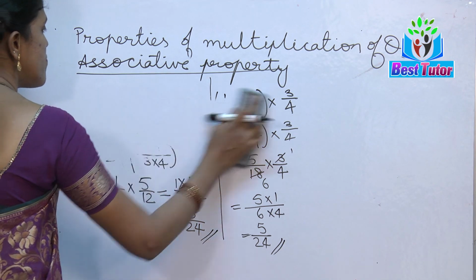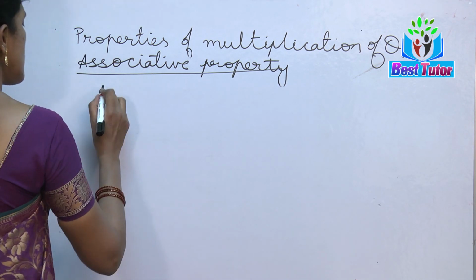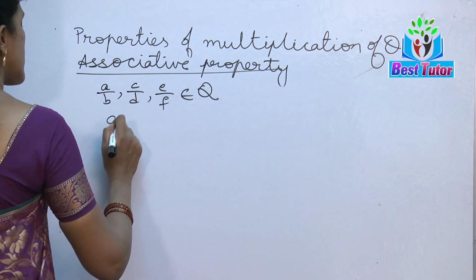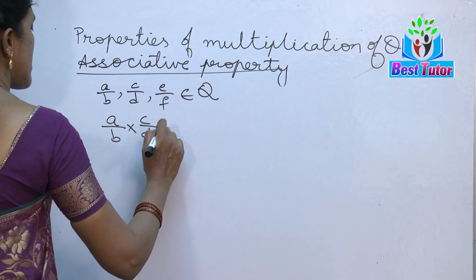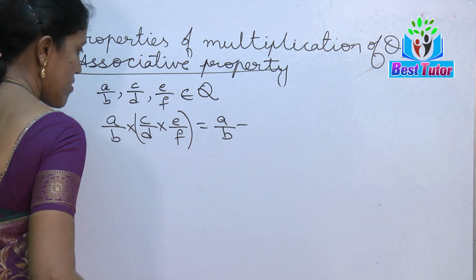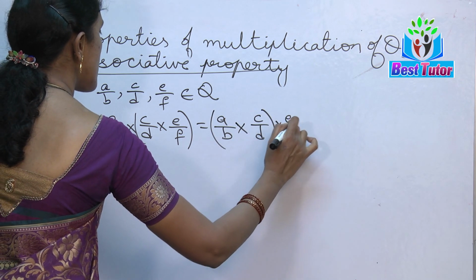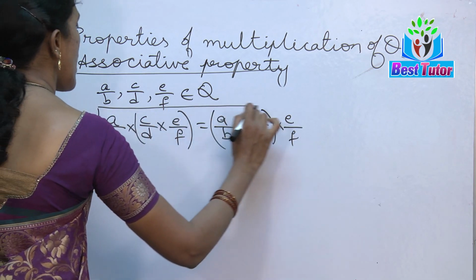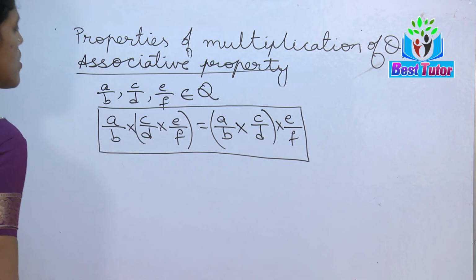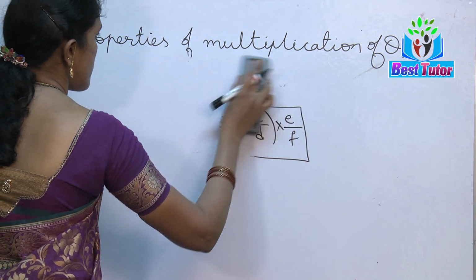So in other words, if at all there are 3 rational numbers, A by B, C by D and E by F are 3 rational numbers, then A by B into C by D into E by F, if I group C by D and E by F, remains the same as A by B into C by D grouped together into E by F. This is called as associative property of multiplication of rational numbers.